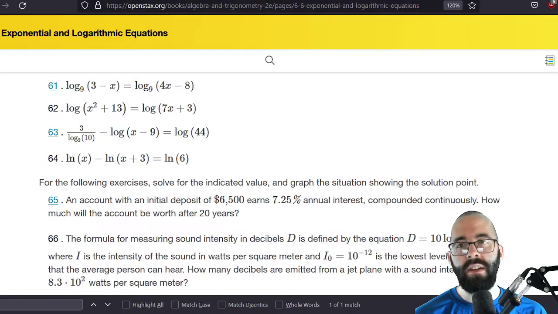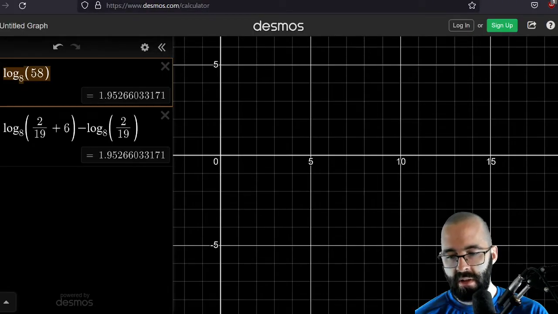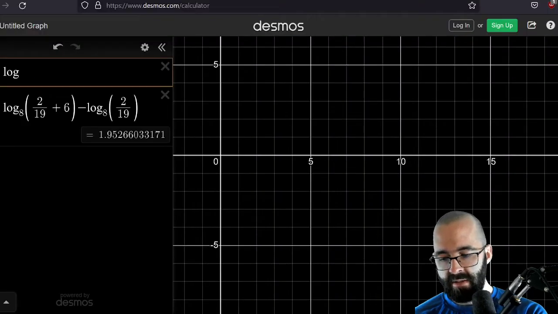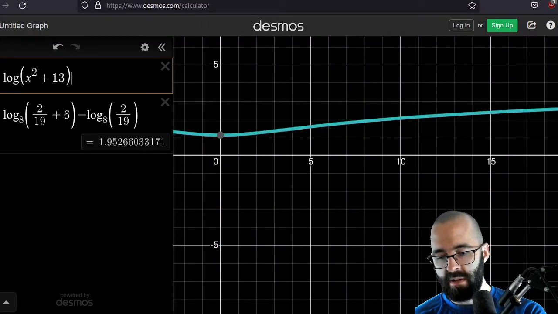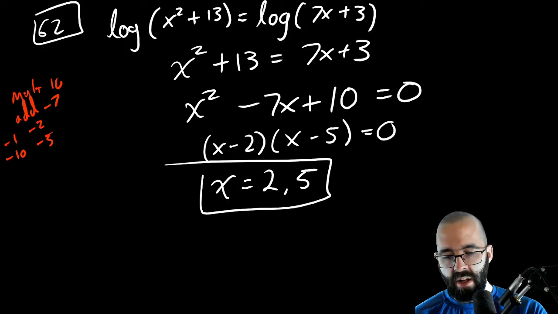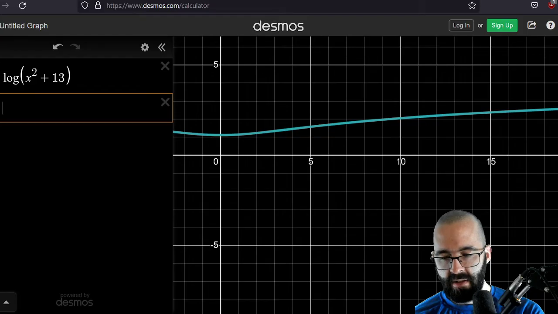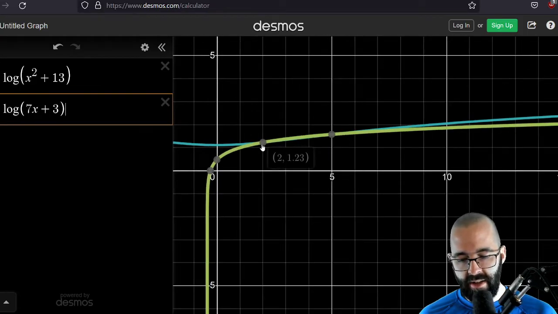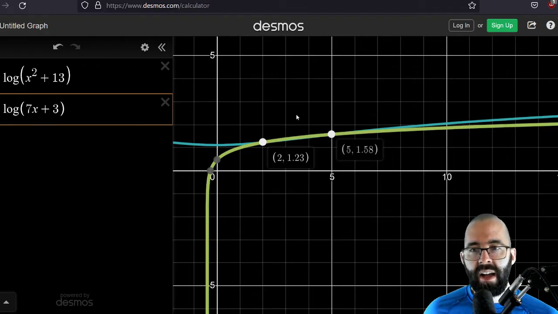Well, let's check graphically. Log of x squared plus 13. When does that equal the log of 7x plus 3? They do intersect twice at 2 and 5, just like we said.